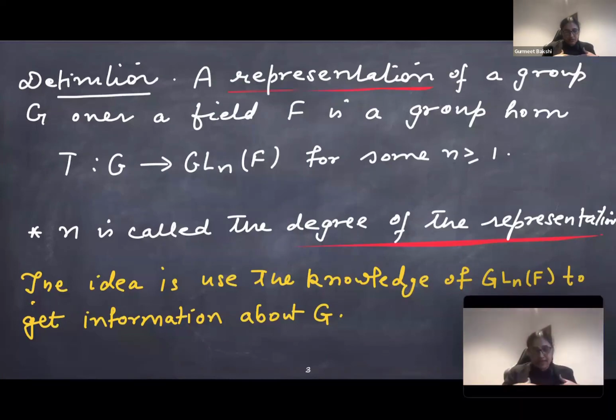So the idea is to replace an abstract group. I'm talking of finite groups only in this entire course, in all the 4 lectures. The idea is to replace group elements by matrices so that the binary operation in G is replaced by multiplication of matrices in GL_n(F). GL_n(F) is the group of n by n invertible matrices over a field F. So a representation is a homomorphism from G to GL_n(F).